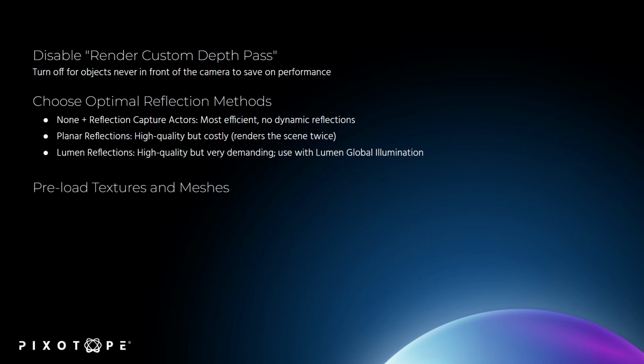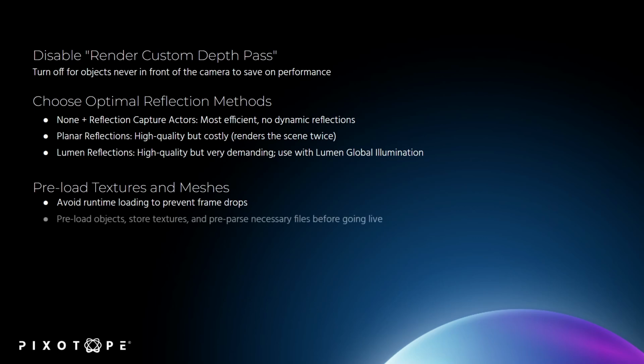Our third tip is that loading textures and meshes at runtime can quite easily stall the engine, causing frame drops. You can get around this by preloading those assets before you go live. This includes things like spawning the objects you need, making variables to store textures if you'll be switching out a texture in a material during runtime, and pre-passing any files you may need to read.